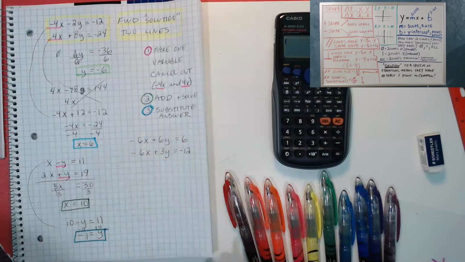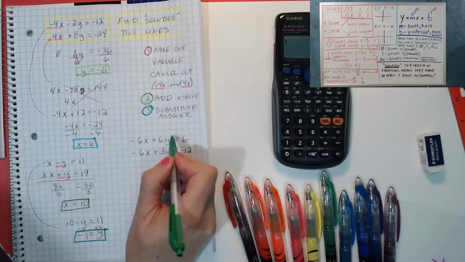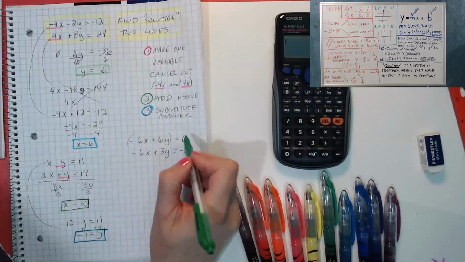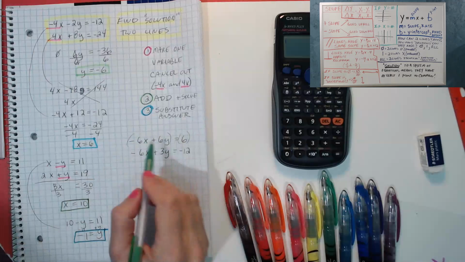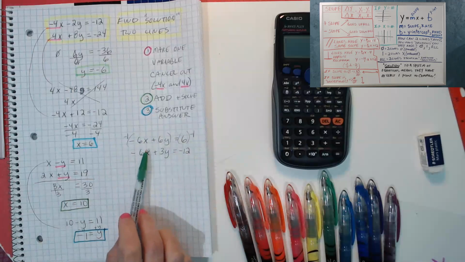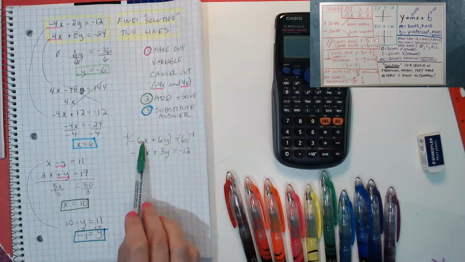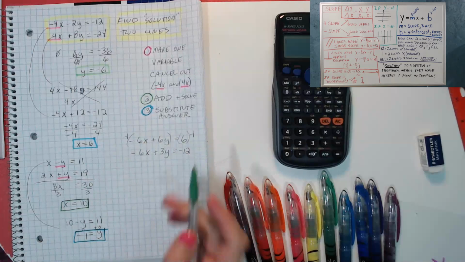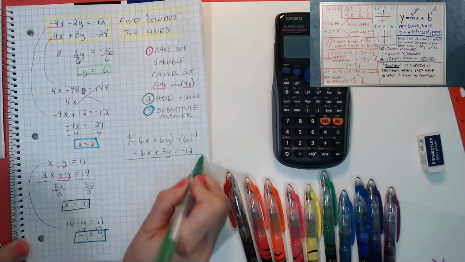I'm going to multiply my first equation, both sides, by -1. That way my x's will cancel out. That's the easiest thing to do is to just make this a positive 6x, and it will add with the -6x, and that will cancel out.